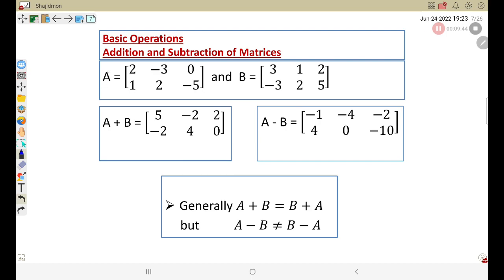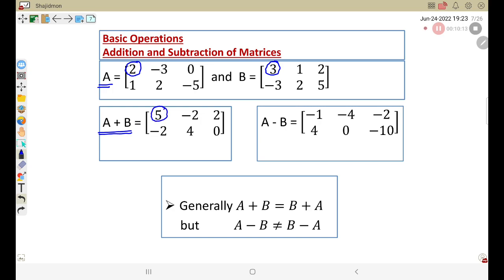For example, I have a matrix A here. A equals matrix 2, minus 3, 0, 1, 2, minus 5, and B equals matrix 3, 1, 2, minus 3, 2 and 5. We have two matrices here, correct? Now A plus B matrix equals, adding these two matrices, how to add? First number here, add with the first number here. A matrix first number plus B matrix first number, 2 plus 3, that is the first number here, 5.